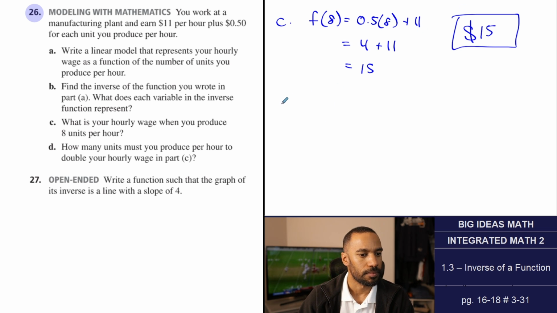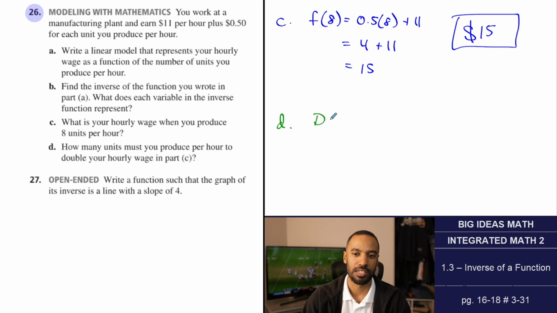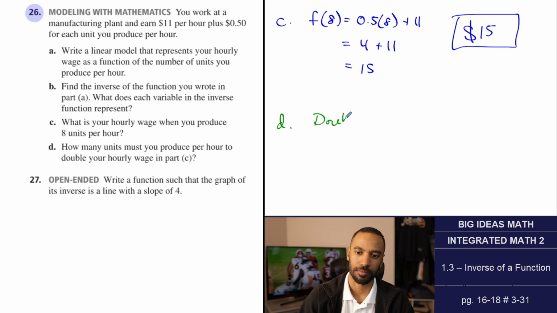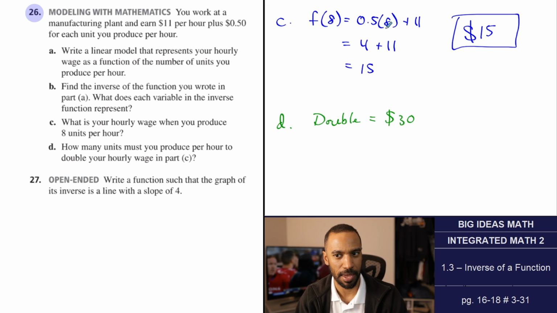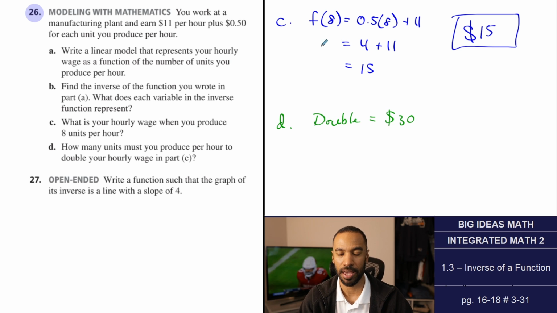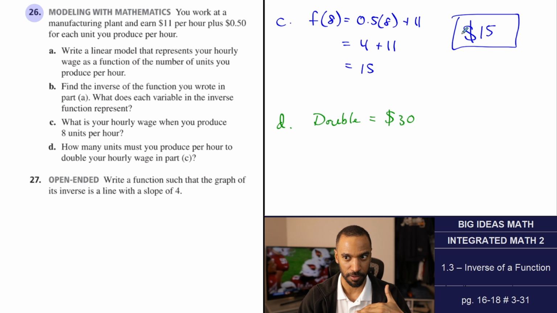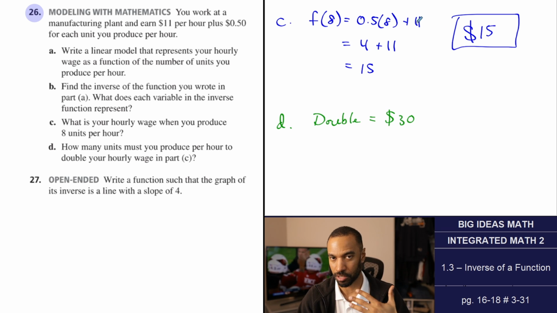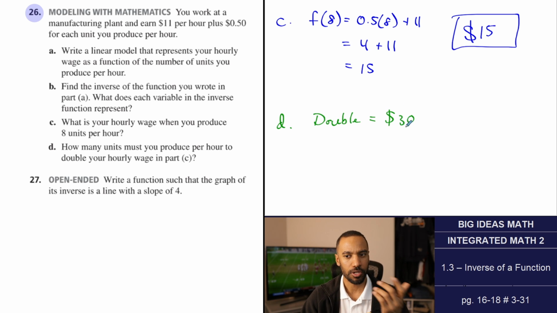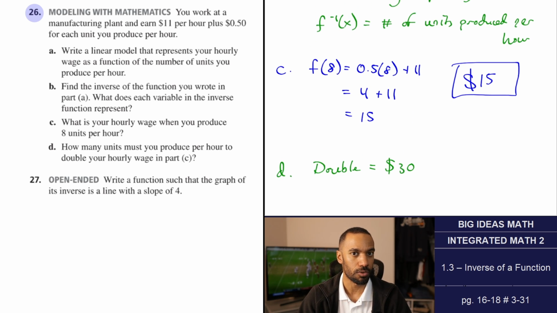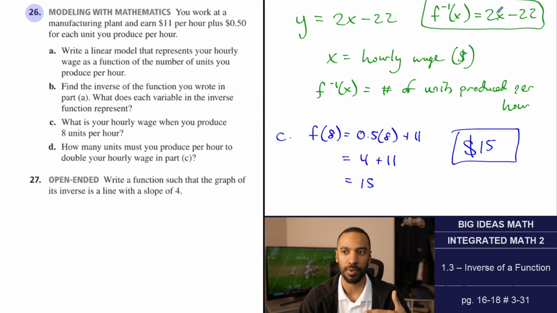Part D, how many units must you produce per hour to double your hourly wage in part C? Okay, so part D, double equals $30. And you'd be forgiven if you believed you would just need to make 16 of these units. But keep in mind, you didn't make $15 from producing 8 units. You made $15 from the 8 units plus the $11 in the per hour thing. So instead what you should do is use your inverse equation, for the reason that I explained before.